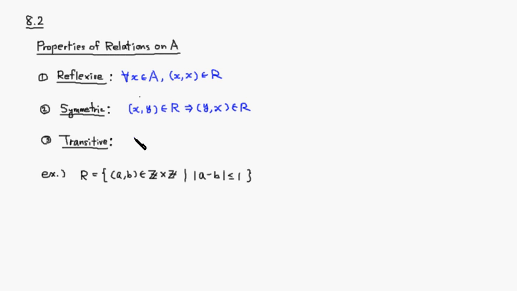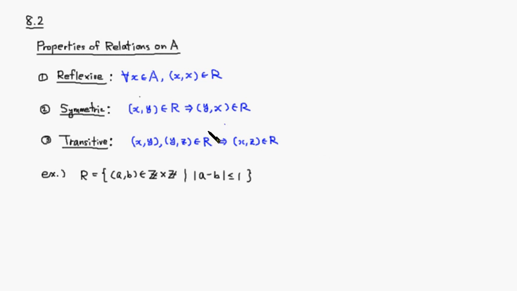Transitive means that if X is related to Y and also Y is related to Z by this relation R, then you will have X is related to Z, right? If this is true, then the relation is called transitive.